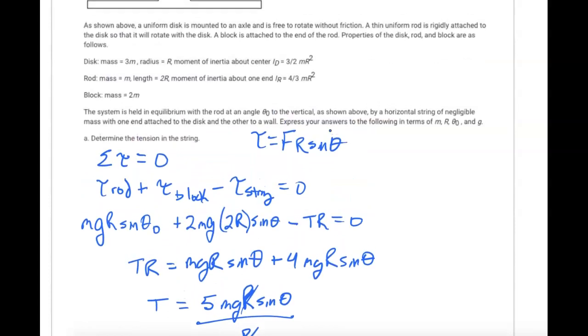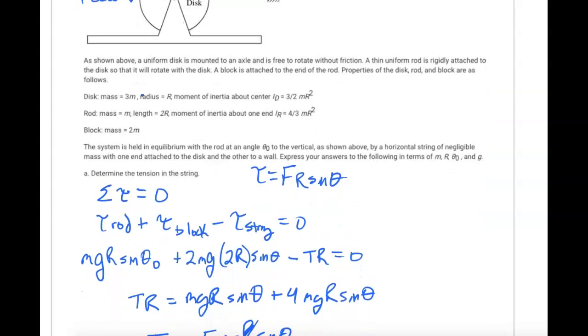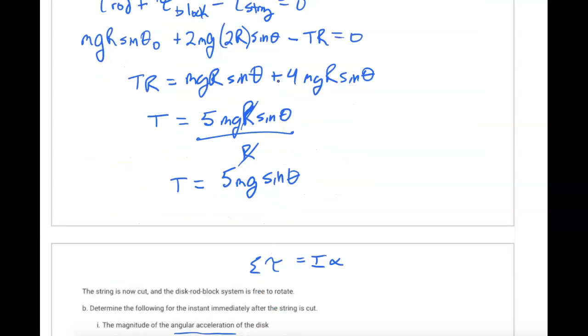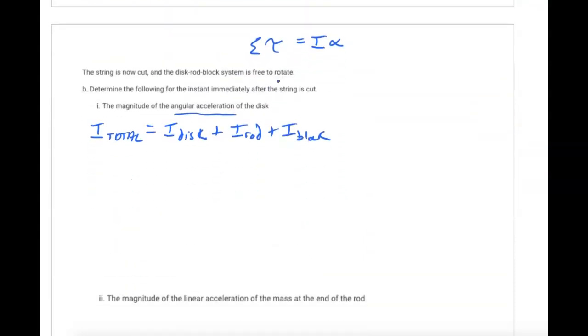And if you go back up, they do give you the moment of inertia equation for the disk and for the rod, but notice they don't give it to you for the block. Just remember that that is kind of like a point mass, and for point masses, the moment of inertia is going to be equal to just mr squared. So that's one that you really need to just kind of recognize when you go into this.